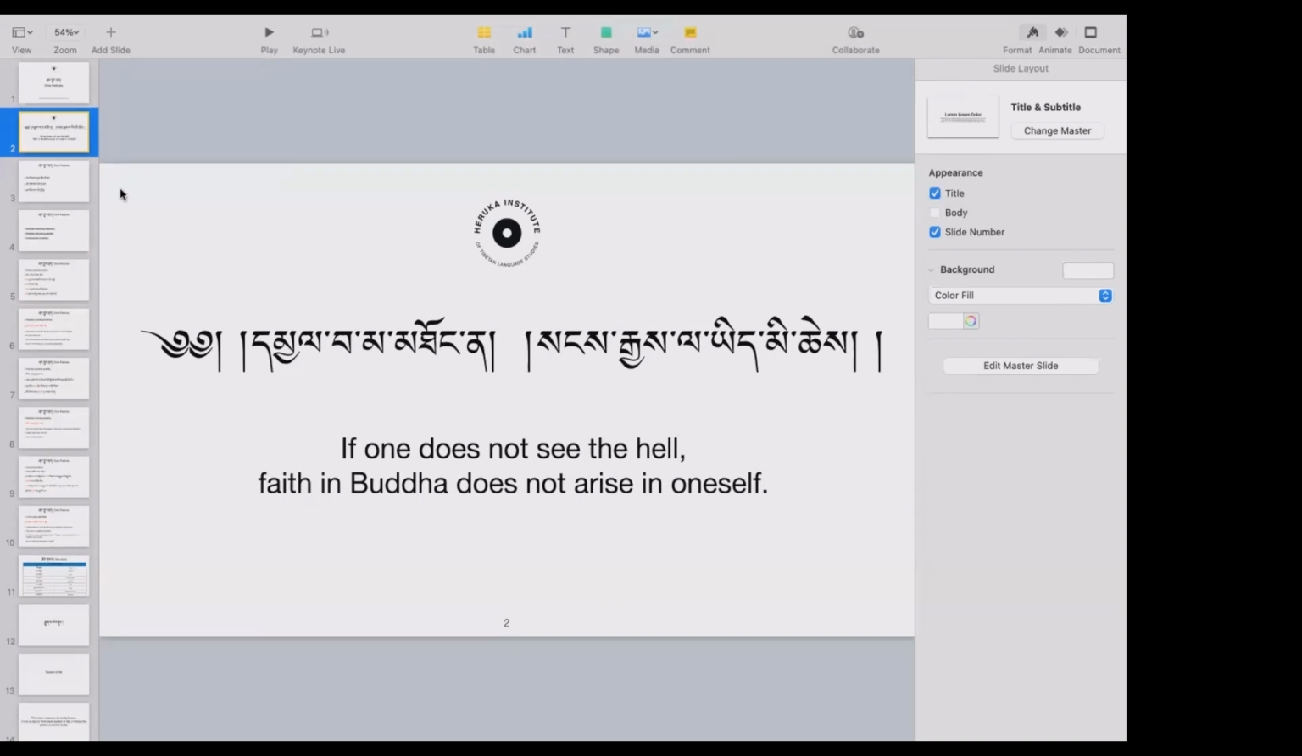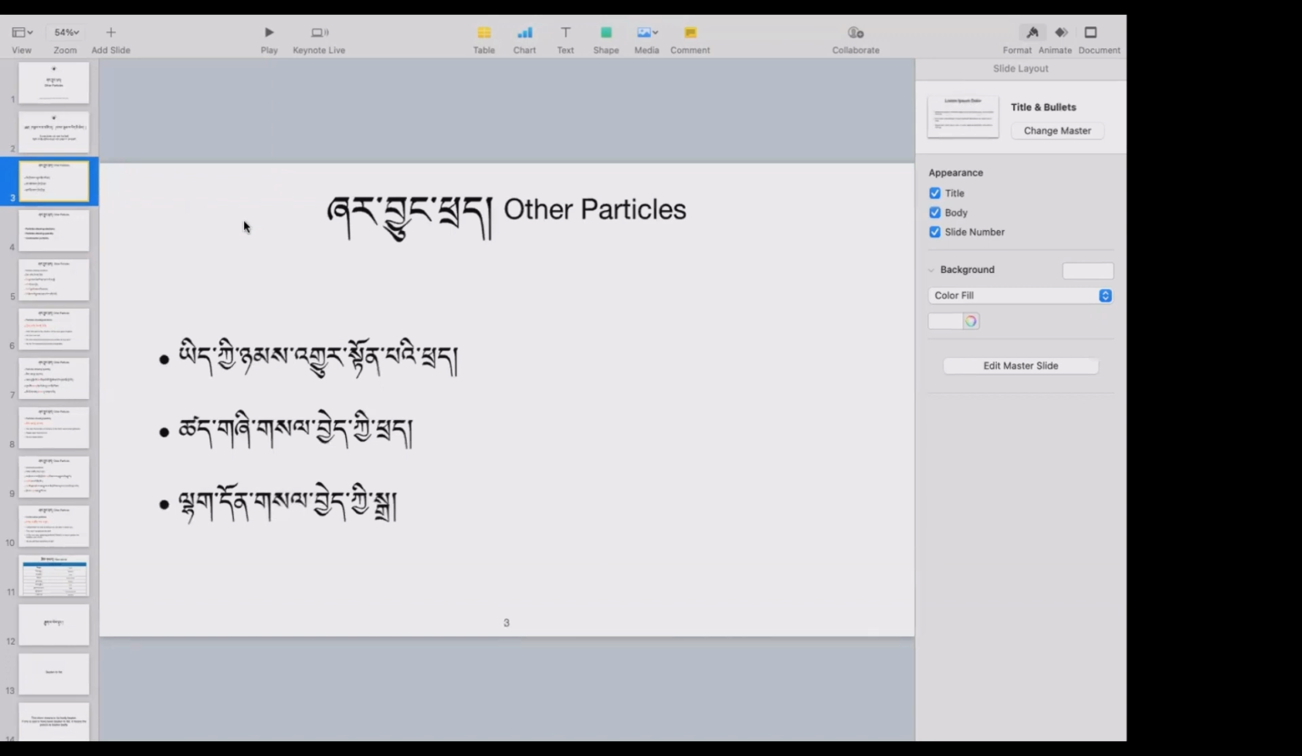Okay, so with this, let us begin our lesson today. Today we're going to talk about three particular sets of particles. The reason why they are called other particles is because these are not the particles that we usually discuss when we study Tibetan grammar. In Tibetan grammar, we usually study two groups of particles, dependent and independent particles. And these particles are none of them.